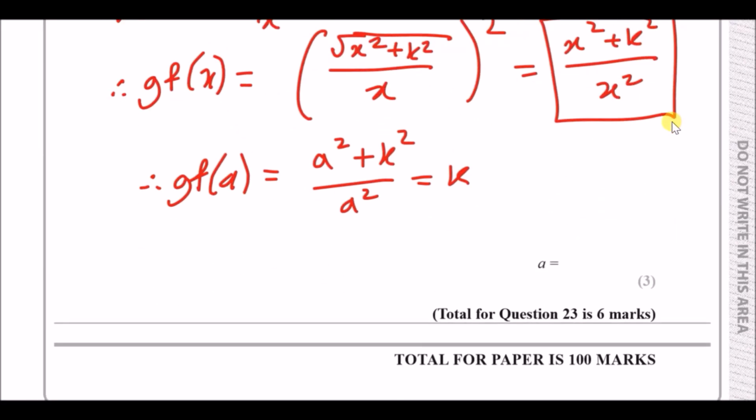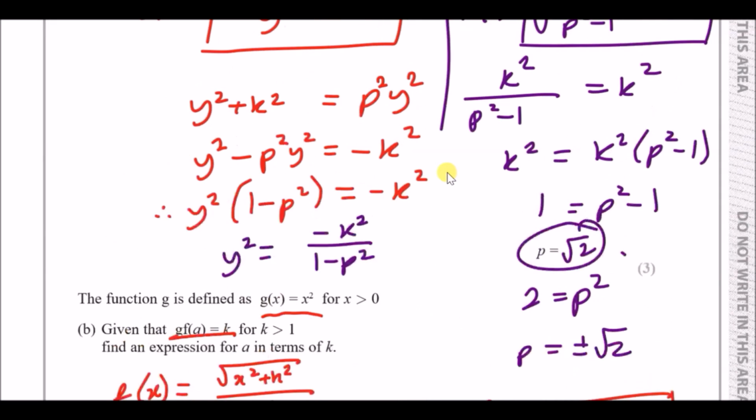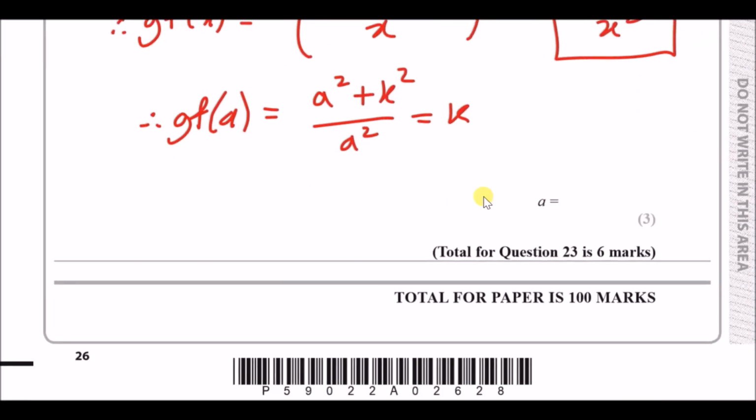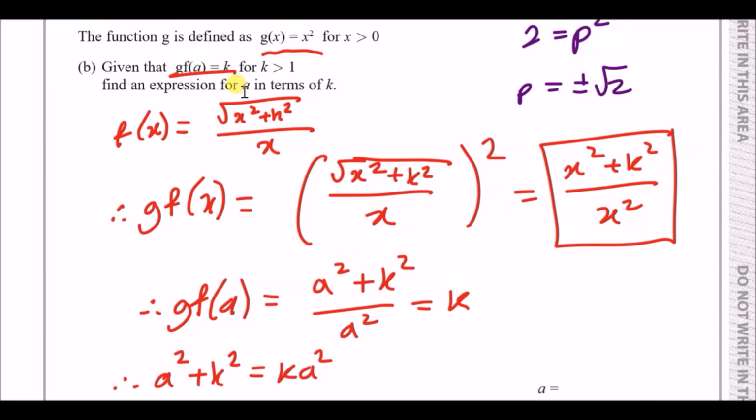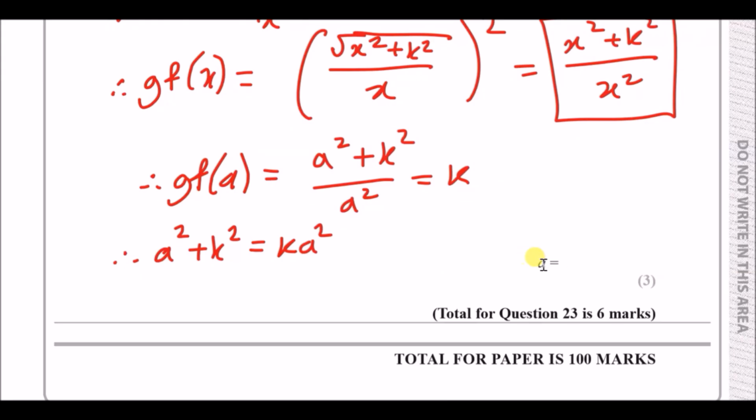Just like the inverse function, you're going to do a lot of steps, yeah? So let's try and minimize it. So first things first, clear the fraction. So times a squared across. We're going to get a squared plus k squared equals k a squared. And now we want to make what the subject? We want to make a the subject. Okay, that's when it says find an expression for a in terms of k. All right, they go right here, a equals.